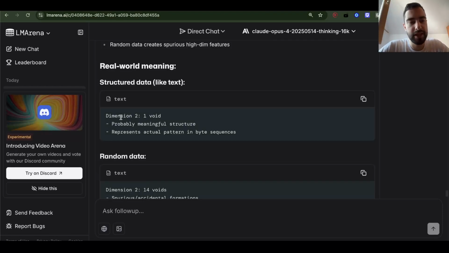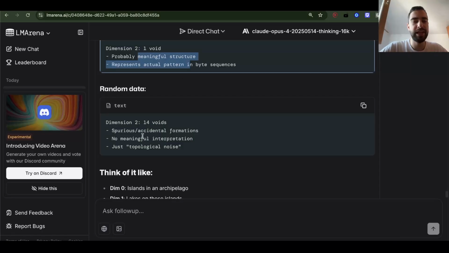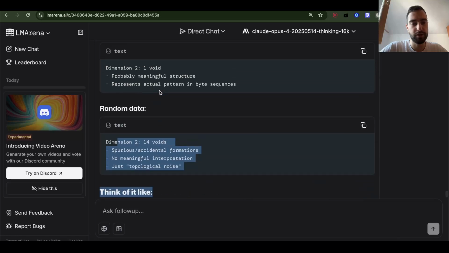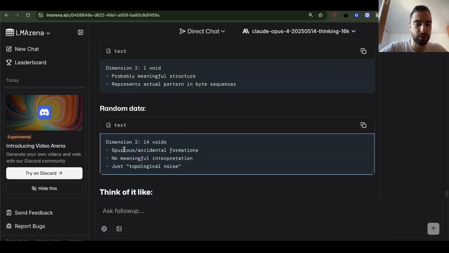So what this means, if we have some structured data like text, and we see one void, there is probably meaningful structure here where we can learn something from this. But if we have a bunch of voids from random data, then there is nothing to look for. Because it's random data, there is no meaningful interpretation or structure, just topological noise, and it's accidental.